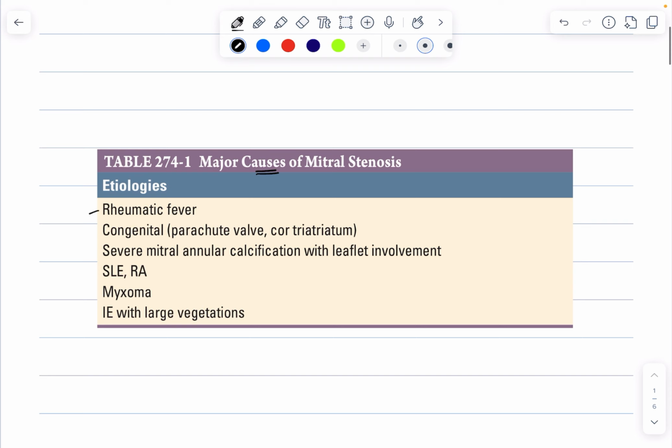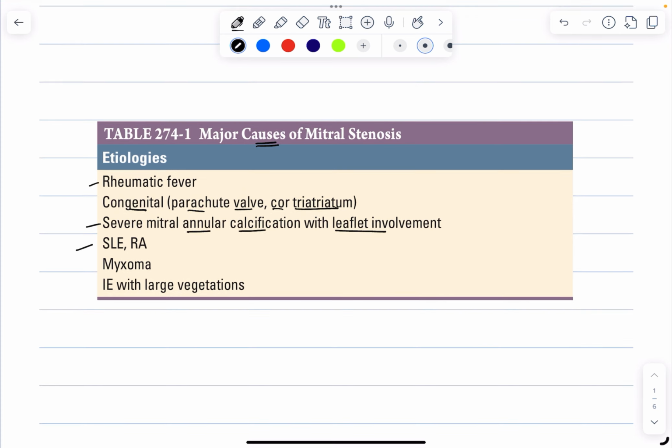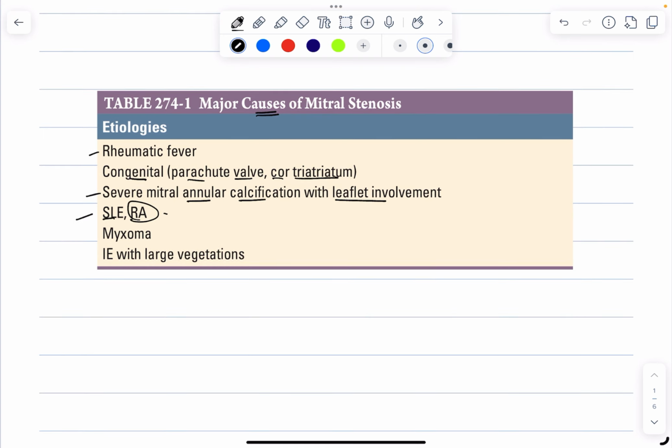Apart from this, the other causes could be congenital, like the parachute valve or cor triatriatum, or severe mitral annular calcification with leaflet involvement, or connective tissue disorders like SLE or rheumatoid arthritis, or it could be because of some mass kind of lesion seen in myxoma or infective endocarditis, where there is obstruction of the mitral valve.